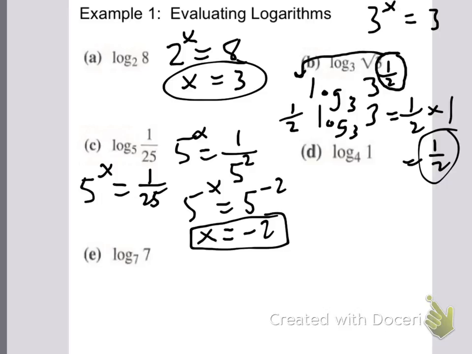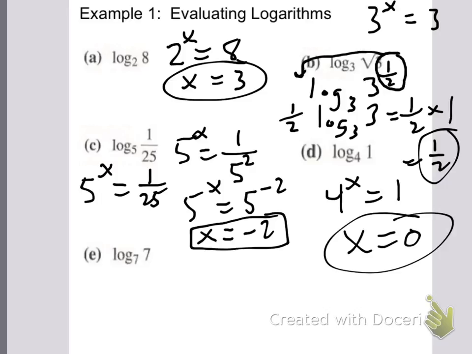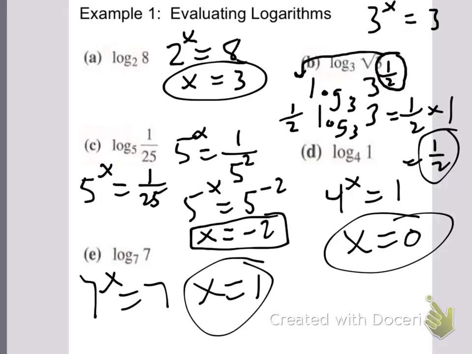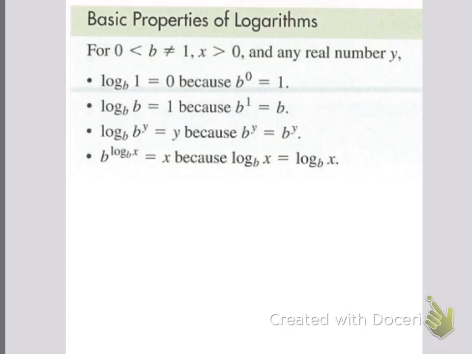Log base 4 of 1. So 4 to what power is 1? Well, the only answer that can possibly be is 0. 4 to the 0 power is 1. And then we kind of talked about it in part B. 7 to what power is 7? Well, 7 to the first. So that's how you evaluate the logs.